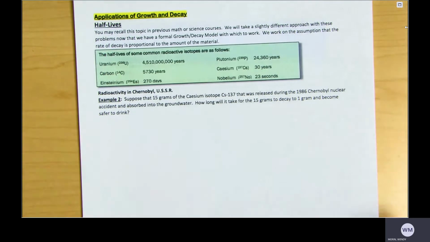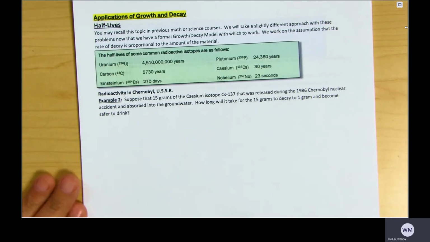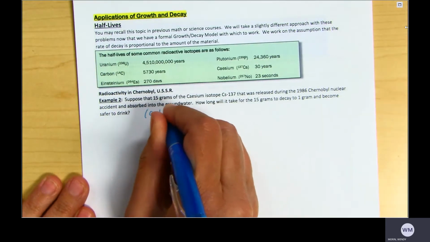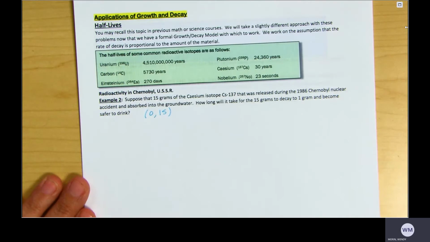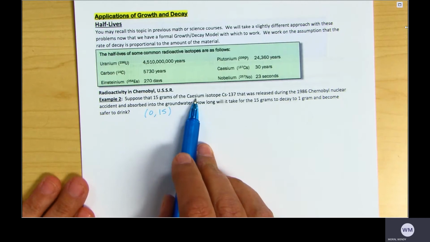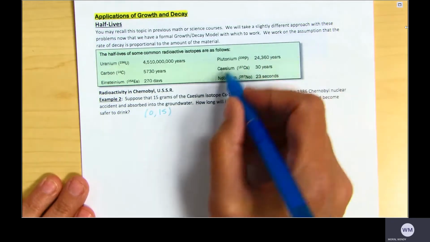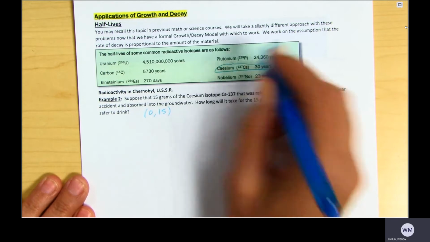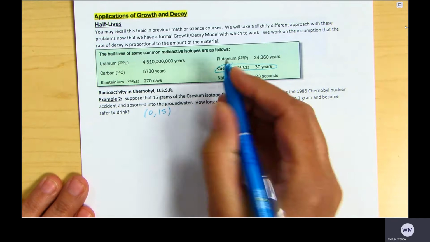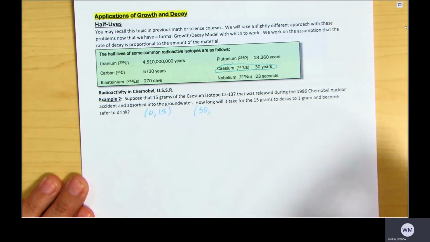So let's see what they give us. You start with 15 grams, right? So that is 0, 15. And we're talking about, what is that? Caesium? I'm sure you guys know more than I do. That's right here. Here is its half-life, 30 years. So 30 years later, how much would you have?